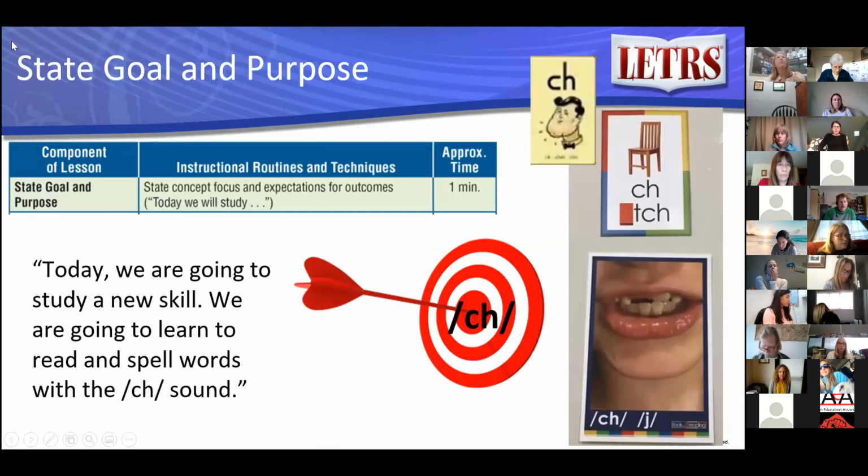So launching into the lesson, the anticipatory set. Today we will study a new skill. We're going to learn to read and spell new words with the ch sound.